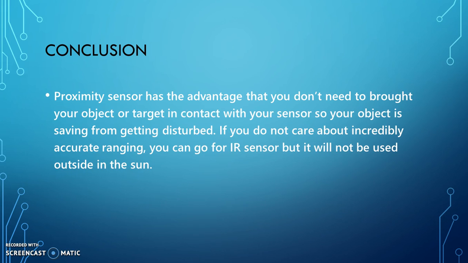Then the conclusion is that proximity sensors have the advantage that you don't need to bring your object or target in contact with your sensor, so your object is saved from getting disturbed. If you do not care about incredibly accurate ranging, you can go for an IR sensor, but it will not be used outside in the sun.